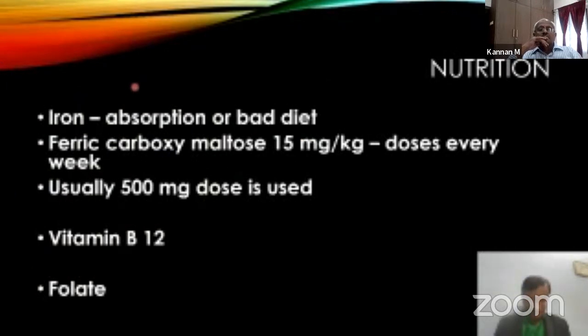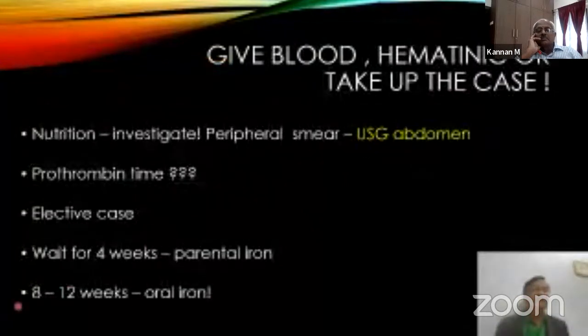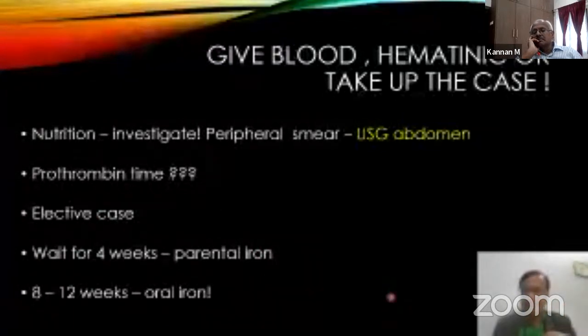Now we have iron. There may be a problem in absorption or there may be a bad diet. So the ideal drug which we use is ferric carboxymaltose. We usually give 500 milligrams, one dose, followed by another dose the next week, or sometimes followed by oral iron, vitamin B12 and folate tablets. So we can wait 8 to 12 weeks for the pickup, or 4 weeks after parenteral iron. So at 4 weeks, if you give 2 doses followed by oral folate and B12, yes, there is a parenteral iron pickup. Elective case, is it okay?